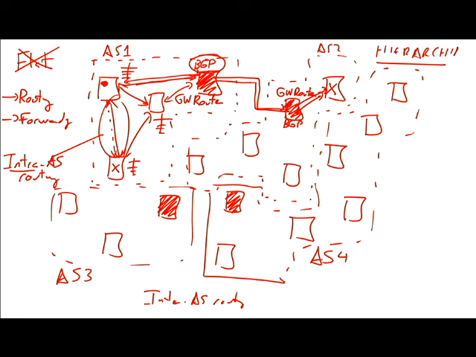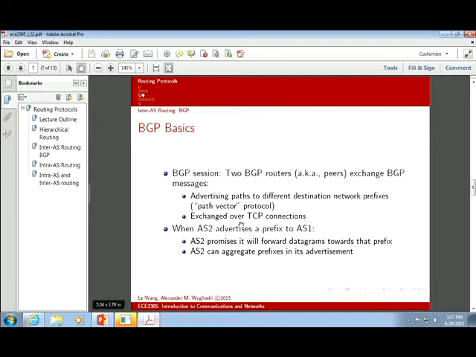So there's constant communication between these ASs saying, okay, what do you have now? What's your topology? Which routers are available? Can I reach within your region? And so you advertise the paths to different destination network prefixes. This prefix is what's really important. This prefix tells me, am I on the right path? Am I sending this to the right autonomous system? When AS2, in this case, advertises a prefix to AS1, this means AS2 promises to deliver and forward a datagram sent by a router in AS1 to someone in AS2.